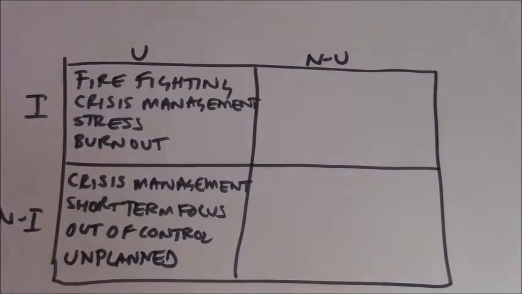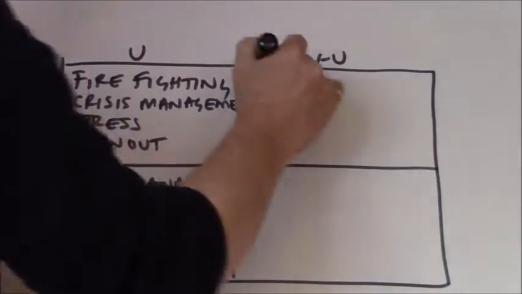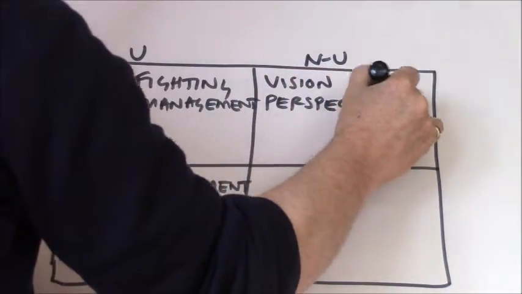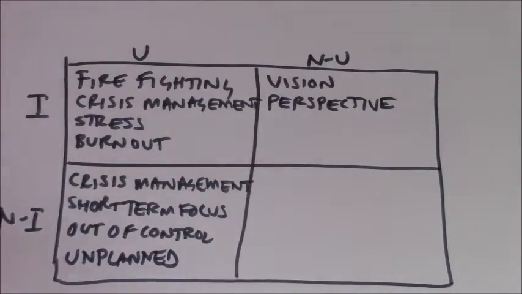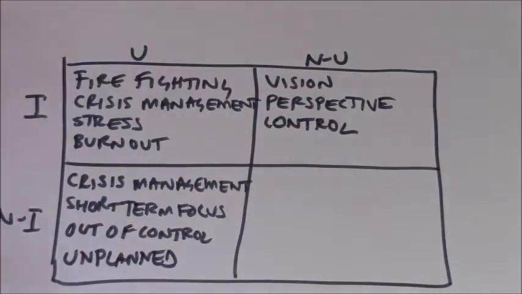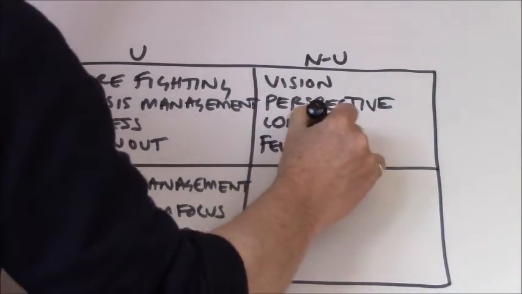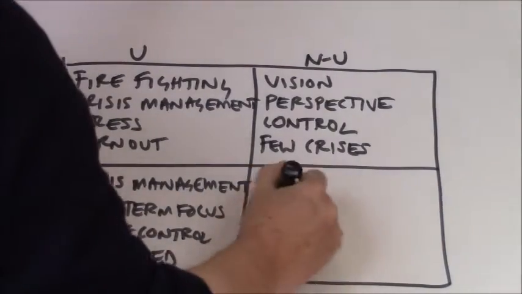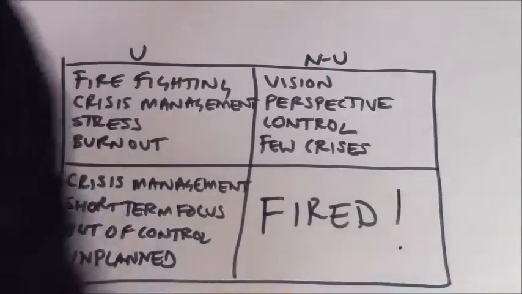Now, quadrant 2, the not urgent but important, can give you vision and perspective. It'll give you more of a balance. It'll give you discipline over what you're doing and more control. And the chances are fewer crises. You're not getting rid of the crises, but there will be fewer. And if you do quadrant 4 the whole time, you'll probably get fired.